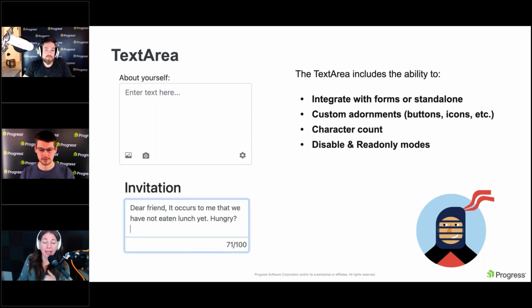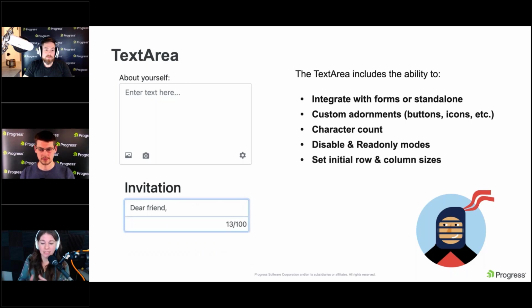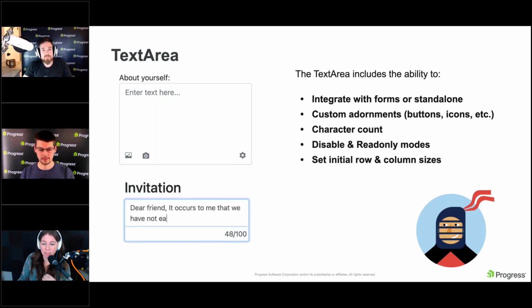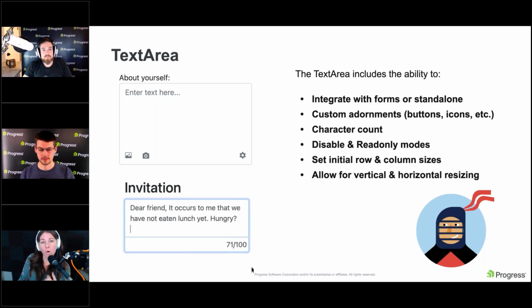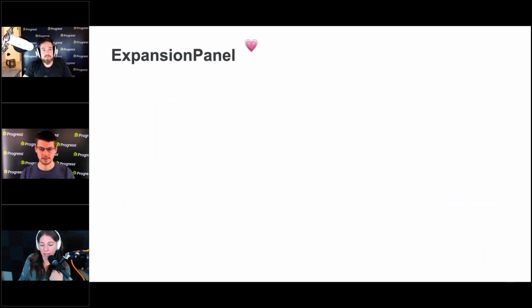There is disable and read-only modes, and you can set initial row column sizes. So as you see, both of these text areas are different shapes, but you can also allow for vertical resizing, horizontal resizing, or allow for both, depending on what your use case is. So it's a beautiful addition to the form component family, and check it out.